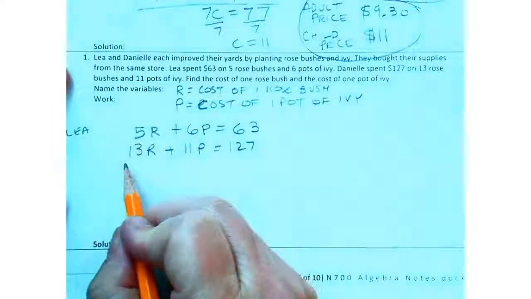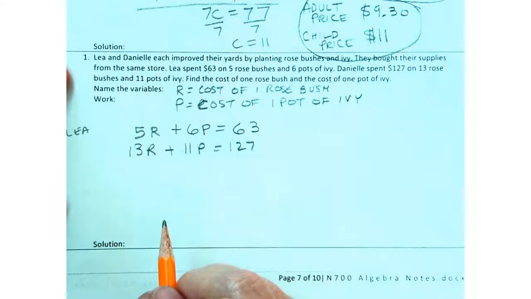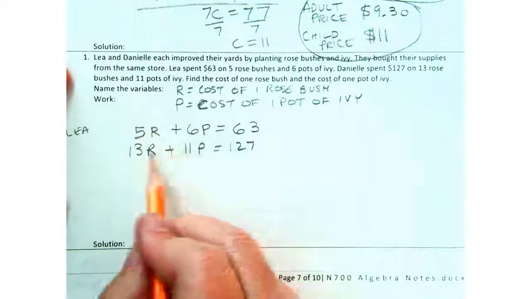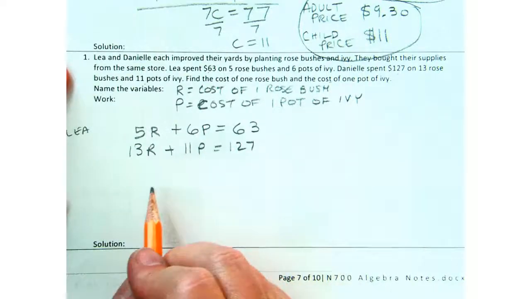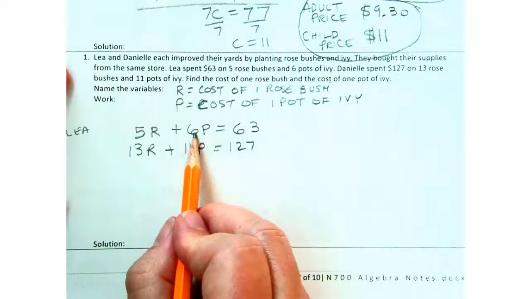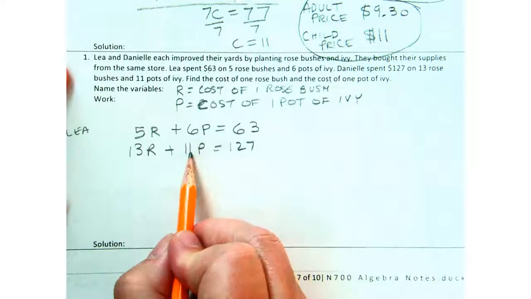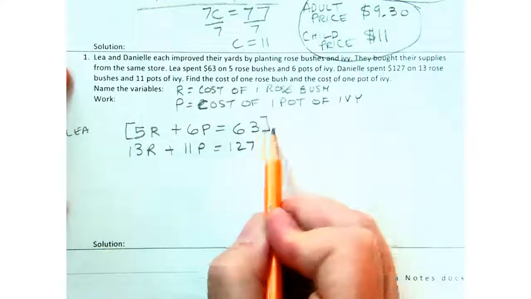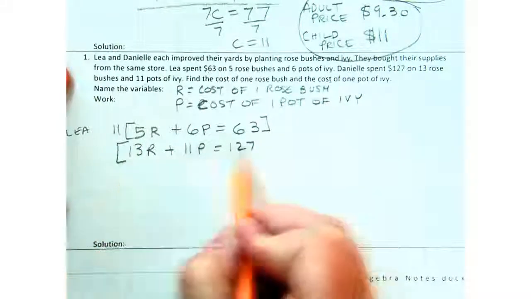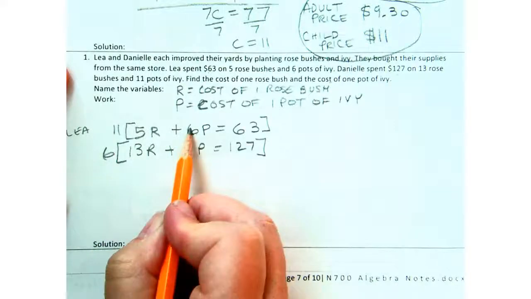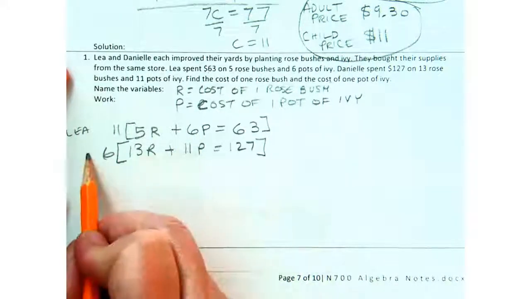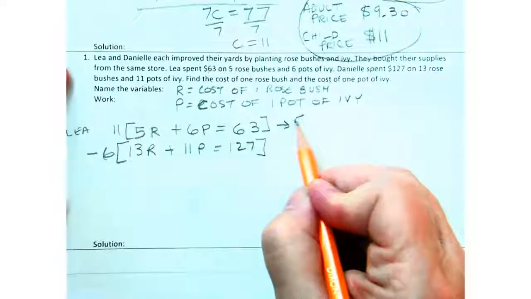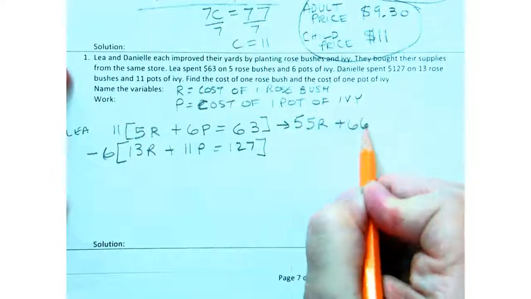127. Notice in this pair of equations it will not be easy to find an opposite. We'll need to multiply both equations. I choose the second set of terms because I think 6 and 11 are easier to multiply by than 5 and 13. I take the 11 and multiply the top equation by 11. I multiply the bottom equation by 6. I need to make one of these negative, so I make the 6 negative. Now multiply both equations and solve.